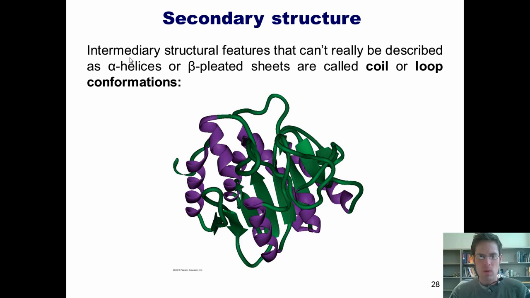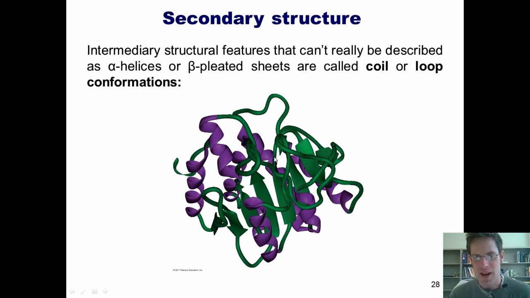As you zoom out more and see this entire type of thing, that's called the tertiary structure. So once again, I would call each of these individual components, beta sheets, alpha helices, coils, or loop conformations, secondary structures. This entire thing all clustered together in one beautiful picture of a protein is called the protein's tertiary structure.